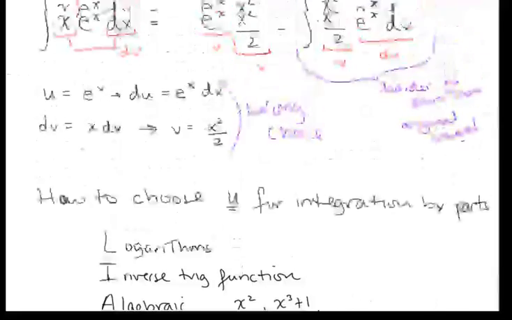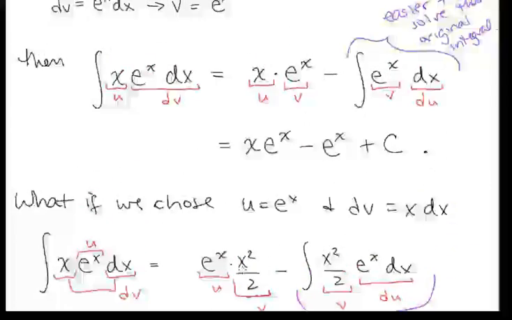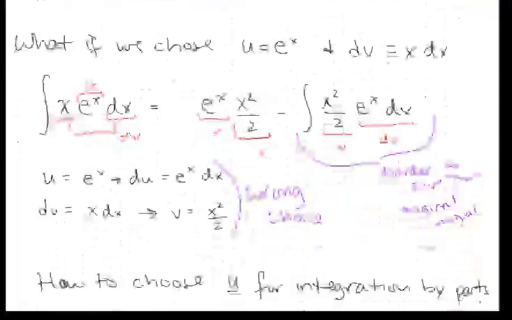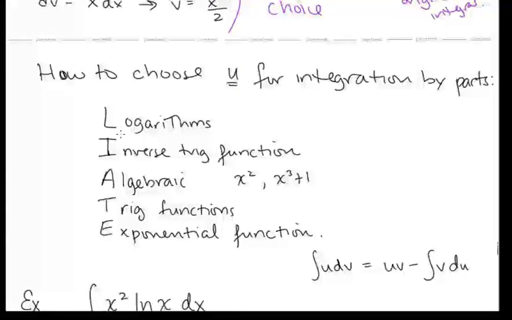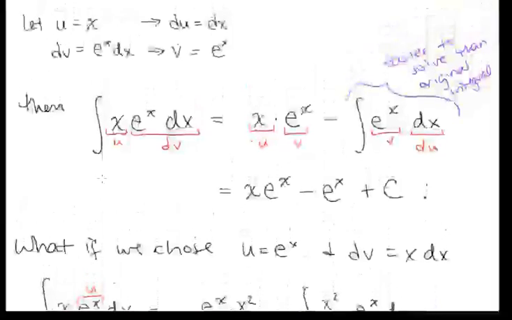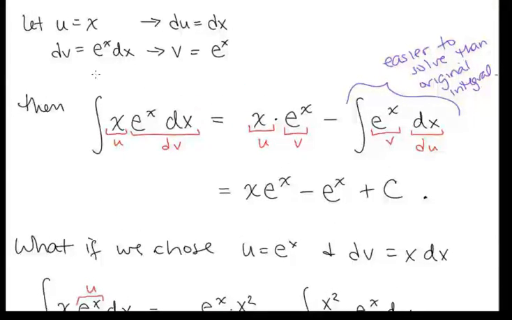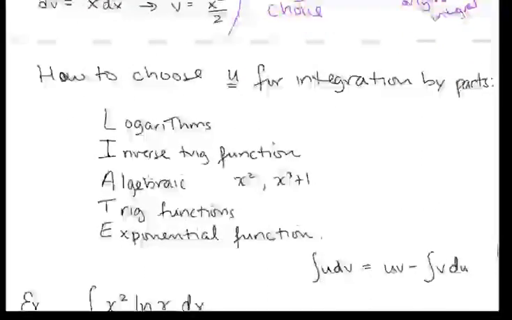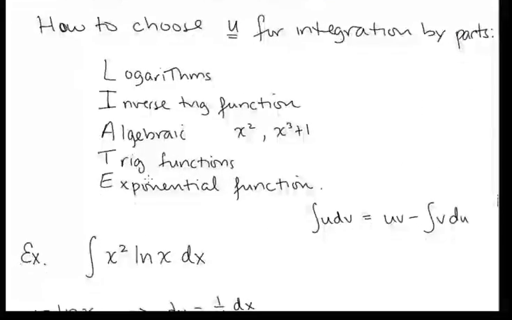Now let's take a look at what we had here. We had x e to the x. So we have an algebraic and we have an exponential. So in this ILATE mnemonic, what comes first, algebraic or exponential? Algebraic comes first. That tells us to choose u equals x. And that's how we know this is the better choice. Okay, so you want to remember your ILATE guidelines.